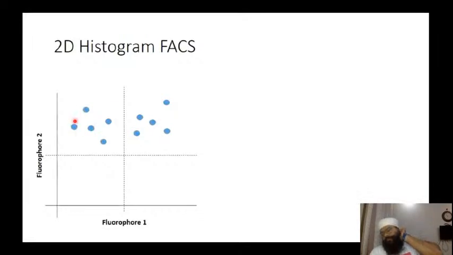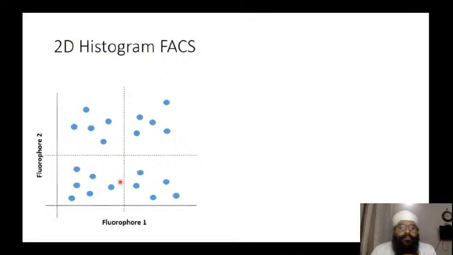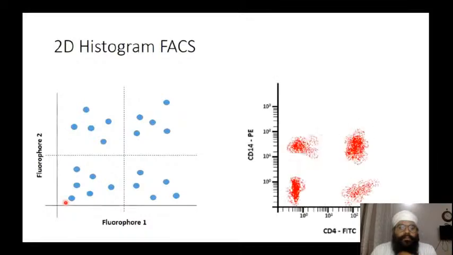If the cells are here, it means that they are expressing protein 2, but they are not expressing protein 1. These cells are expressing protein 1 because they have high signal on the detector of fluorophore 1, but they are not expressing protein 2 because they have low signal on the detector of fluorophore 2. And these cells are not expressing any of the proteins. Now I have a real two-dimensional histogram, and this is ideal to see how cells are shown in it.